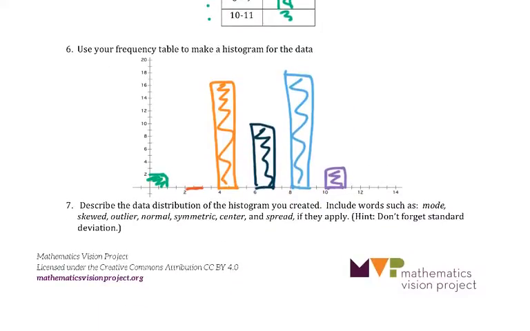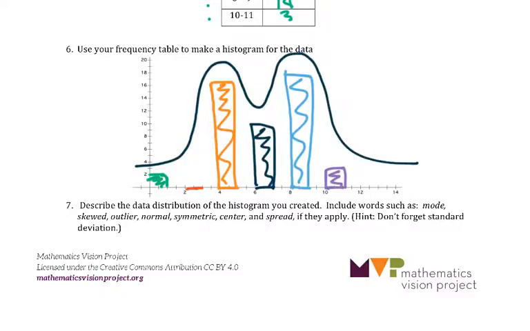Okay, so now if we look at this, well, it looks like we have one mode, but it almost looks bimodal to me because it kind of goes up, down, like that. So we'd probably say it's got 2 modes, okay, which is also known as bimodal. Okay, it doesn't look skewed to me, okay. It looks normal-ish, okay.